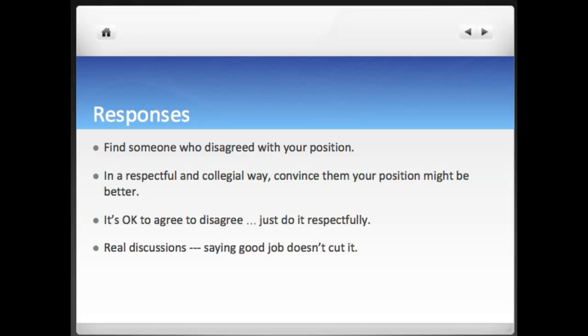Right? It's okay to disagree. You need to learn to do it respectfully. So these are real discussions. Saying, "Yeah, I totally agree with you. I think you did a great job. I especially like when you said XYZ," is not going to cut it, because this time you have to find somebody who disagreed with you, and you have to tell them why you said what you said and why you think what they said may not be the best answer. And then you need to learn to do that in a very collegial and friendly and respectful way, and then you respond in the same way.